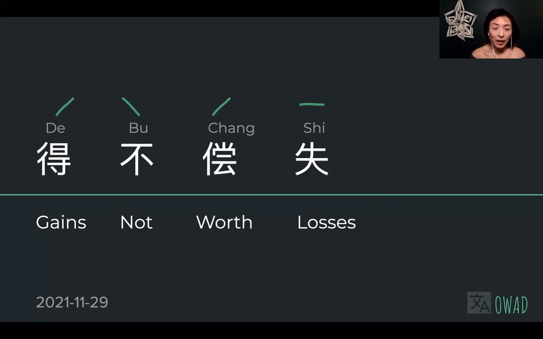So here we have yesterday, 得不偿失. We talk about how we calculate the pros and cons, and this is our conclusive forward judgment of the situation. It's like not worth it. So obviously we have these two dimensions. One is plus, one is minus, and then you do the math, you conclude not worth it.